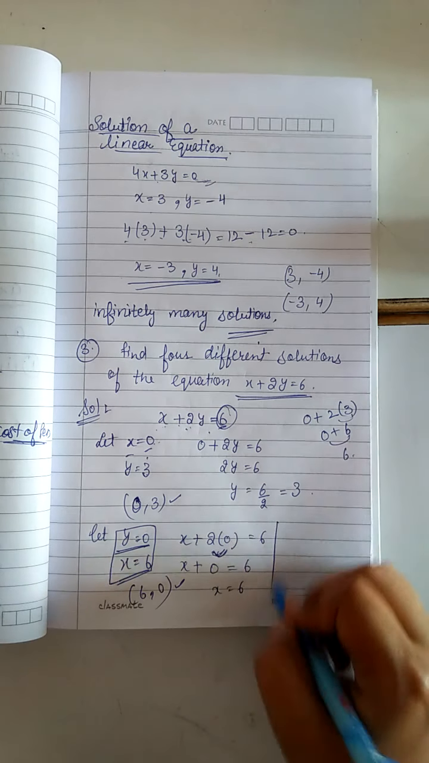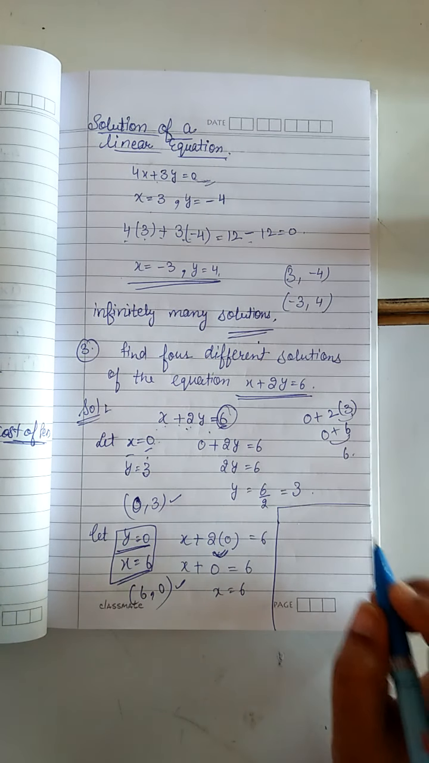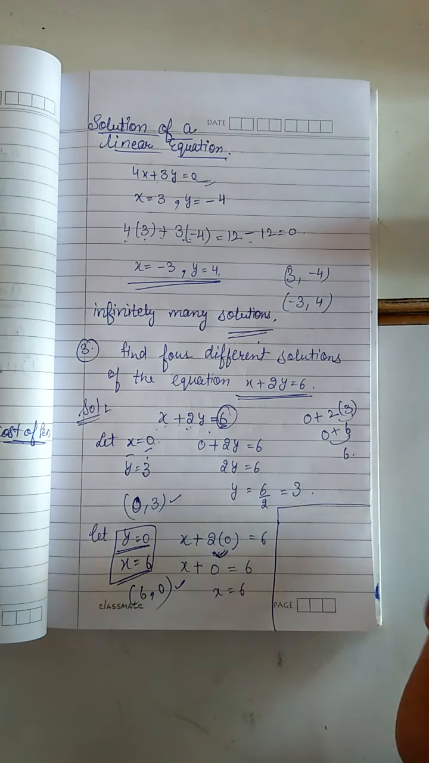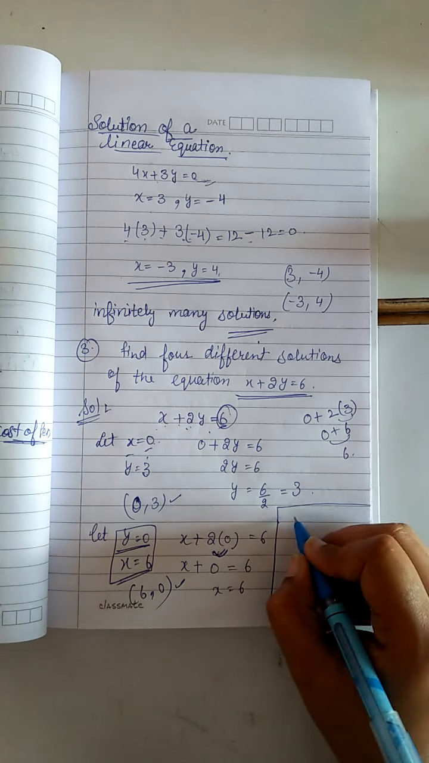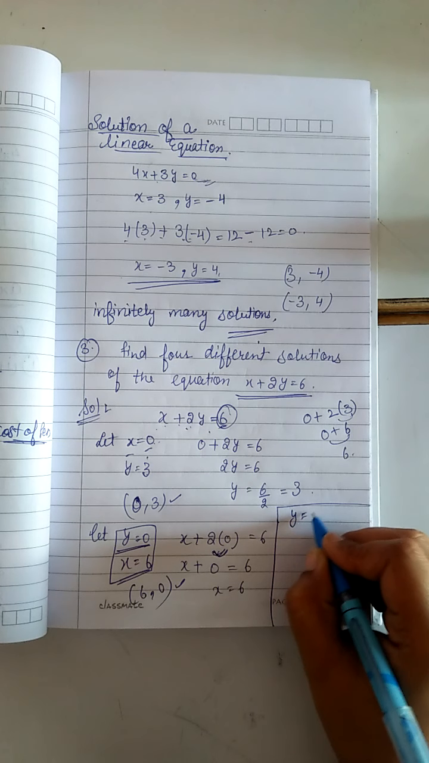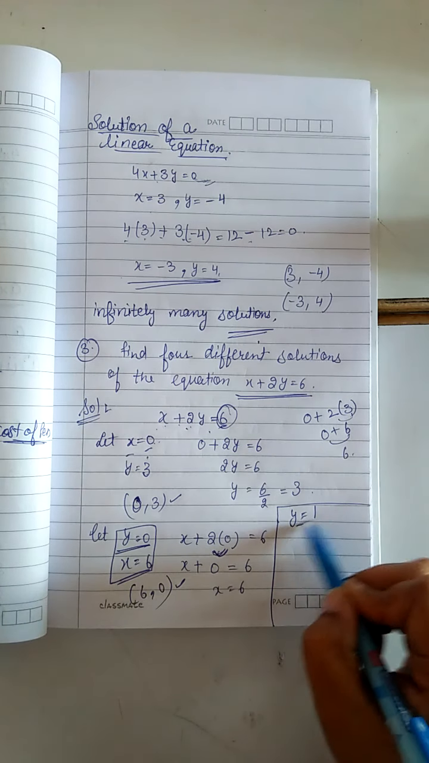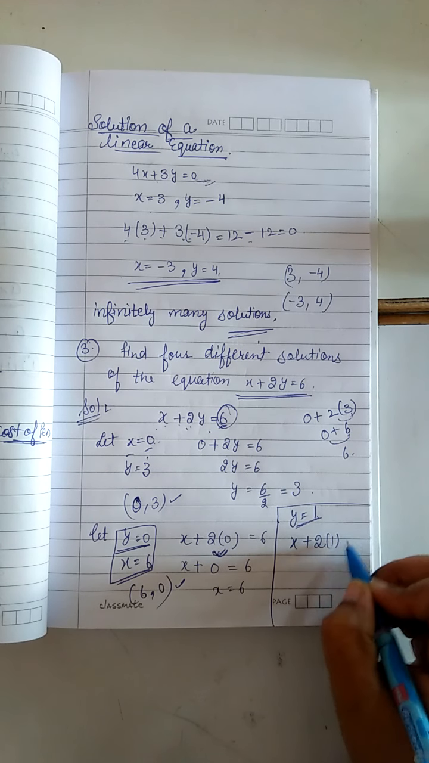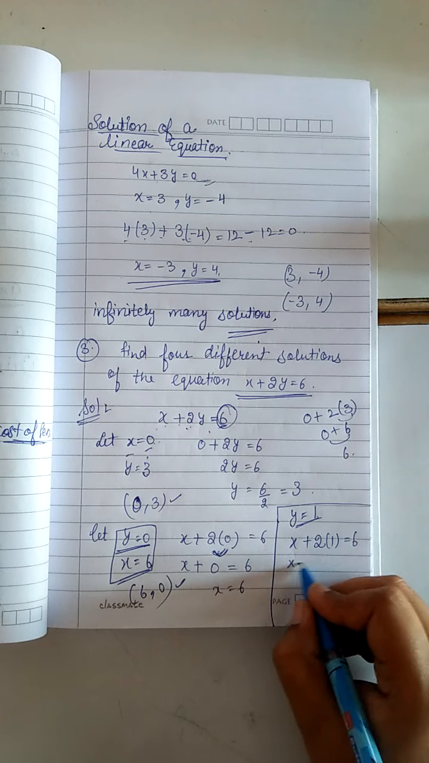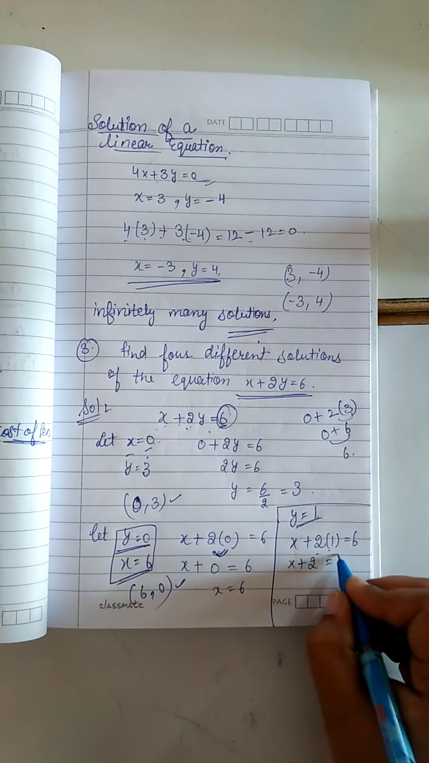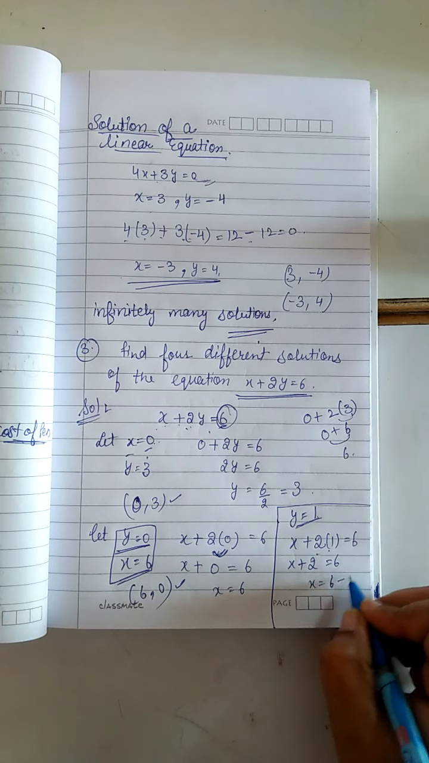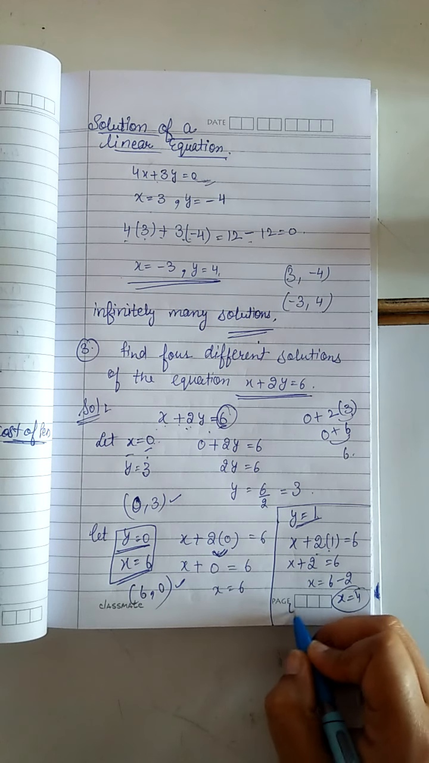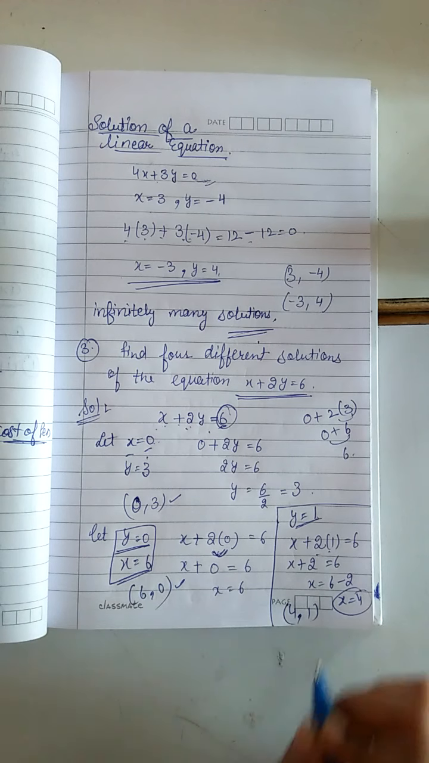Okay, now we can find the third solution also by taking the value of x or y, you may take any. Let us take now value of y is 1. Put this value here: x plus 2 multiplied by 1 is equal to 6. 2 multiplied by 1 answer is 2, so x is equal to 6 minus 2, which is equal to 4. So third solution is (4, 1).